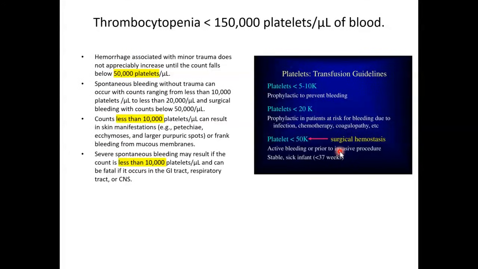So we don't have to make this difficult. These are some numbers you should keep in mind. Transfuse somebody if they're less than 50,000 if they are going to have a procedure or if they are actively bleeding, like they have a GI bleed, they're still bleeding, and surgery. Less than 20,000 if they're at a risk for bleeding, and less than 10,000 with pretty much everybody else. And that will be helpful for guidelines for you.